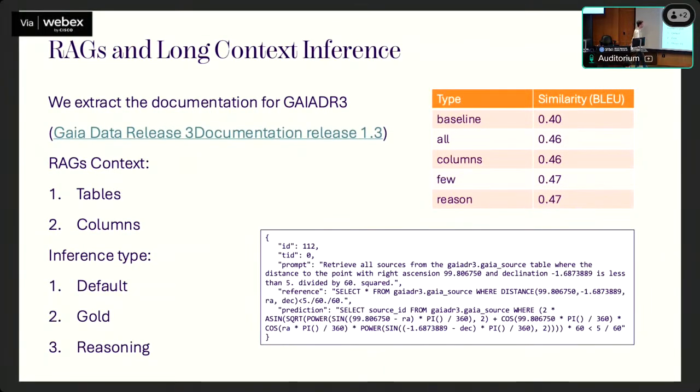Before I go into the training in the next slide, I want to quickly mention the RAGs and the long context inference. As you can see here, there is a similarity, BLEU. So I basically take the prompt, right? I use the model to generate a prediction using some information coming from the RAGs, either being tables, columns, or I can even give it the gold standard. So what tables and so on go through.